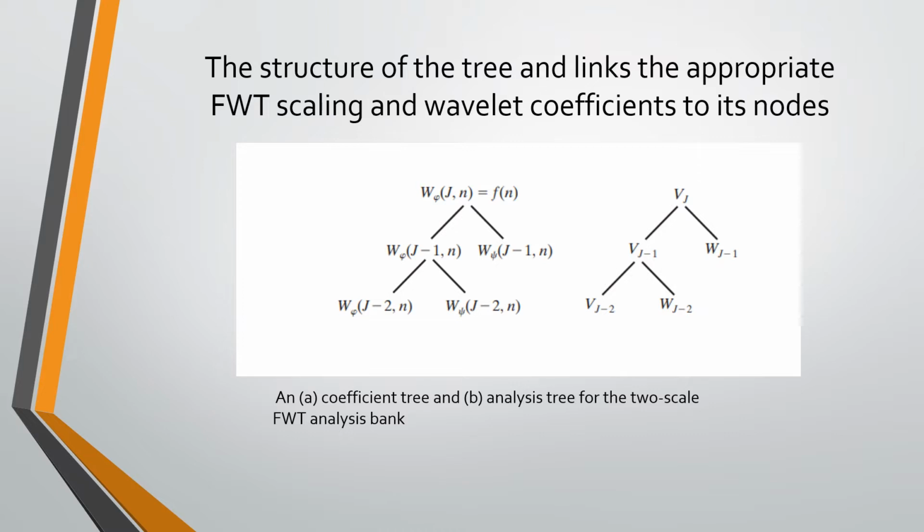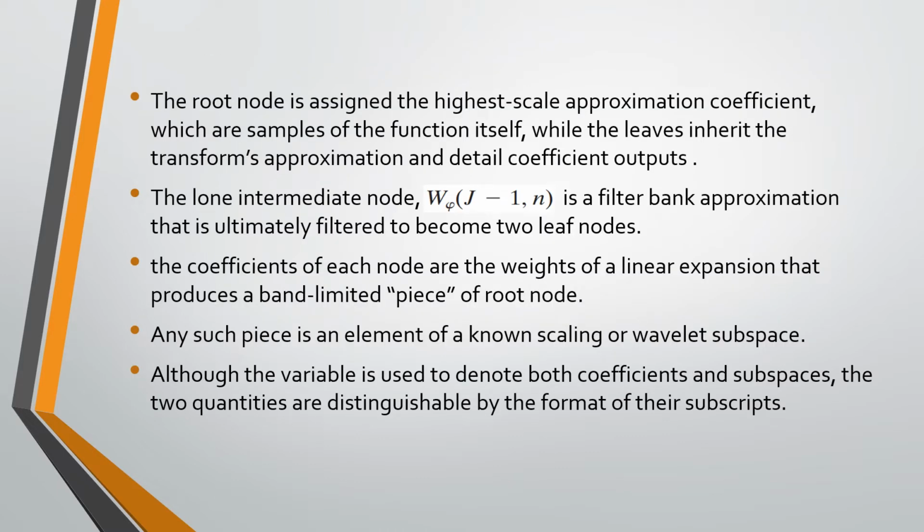Now let us see the analysis tree for the two-scale FWT analysis bank. V_j is subdivided into V_(j-1) and W_(j-1). V_(j-1) is subdivided into V_(j-2) and W_(j-2). The root node is assigned the highest scale approximation coefficients, which are samples of the function itself, while the leaves inherit the transform's approximation and detail coefficients output. The lone intermediate node W_phi(J-1, n) is a filter bank approximation that is ultimately filtered to become two leaf nodes.